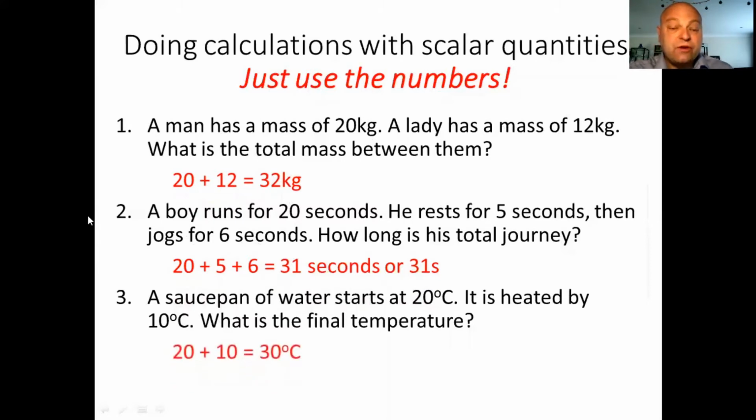Last one, saucepan of water starts at 20, heated by 10 degrees. Again, just add them together. 20 plus 10 equals 30. Don't forget the unit degrees Celsius, degrees C. That is important. As I said, they were really, really easy. So scalar quantities, they don't have a direction. You just include the numbers.